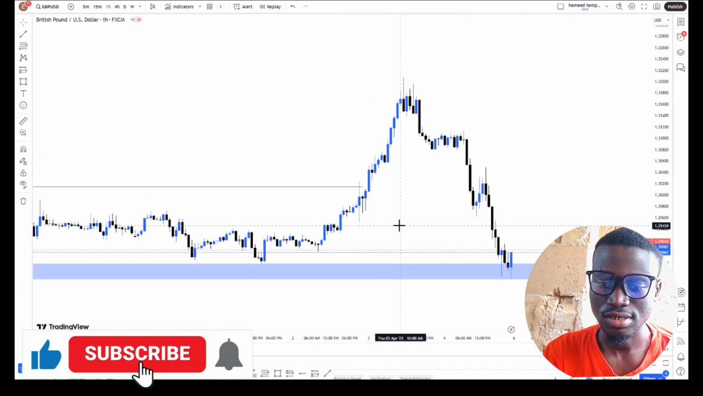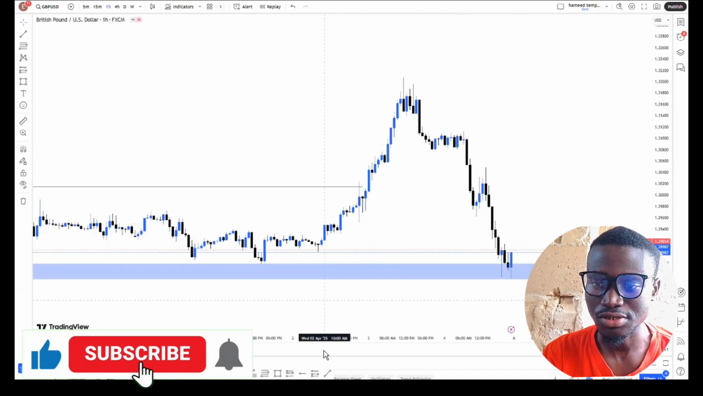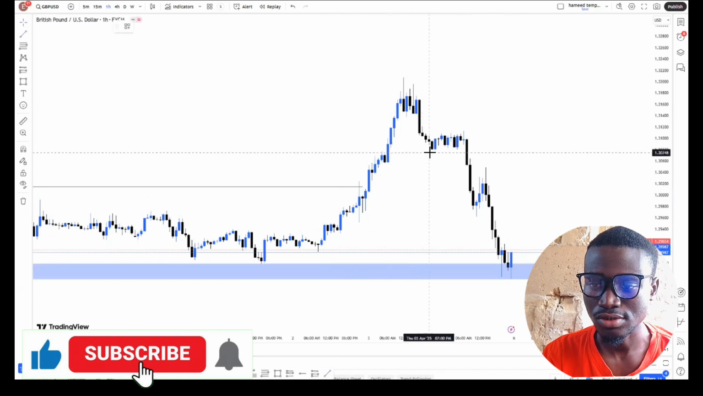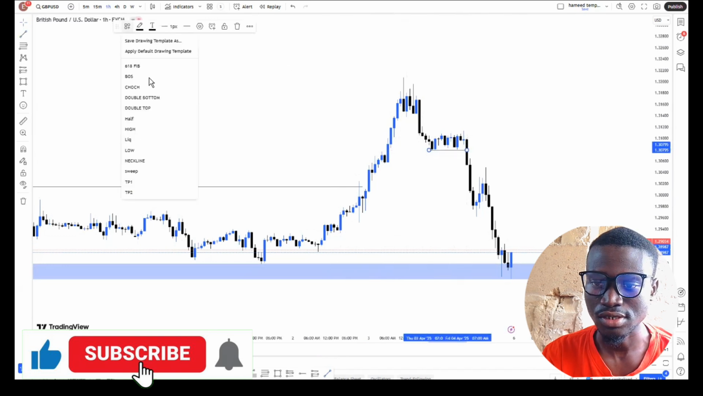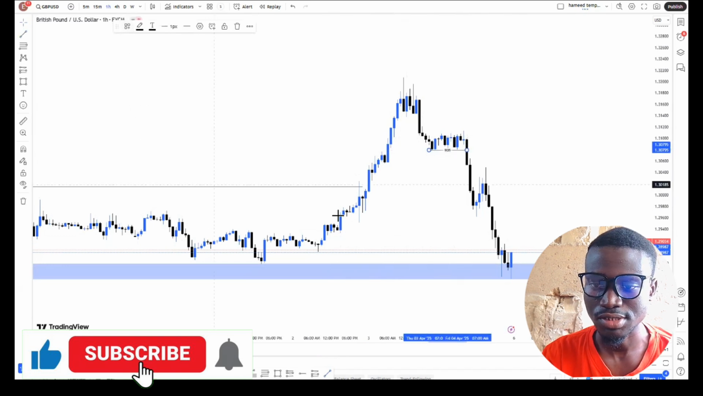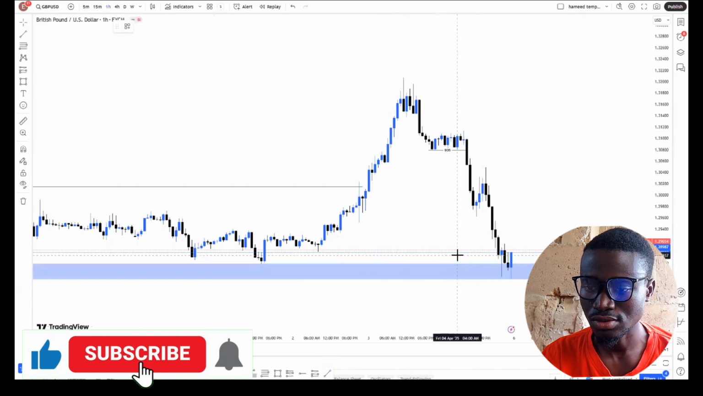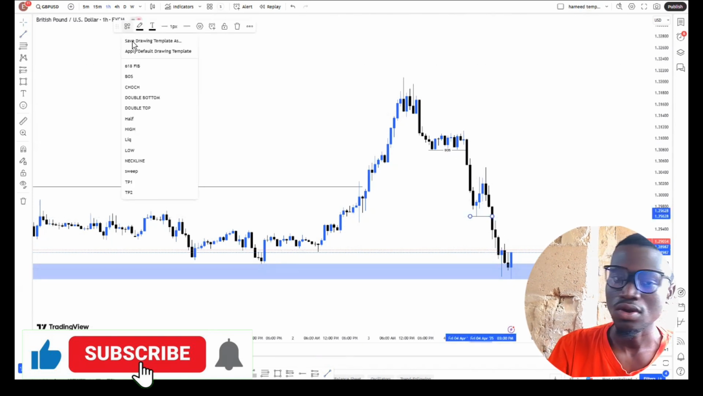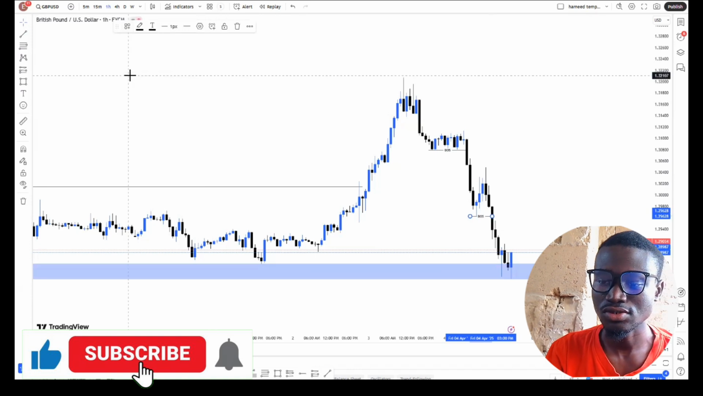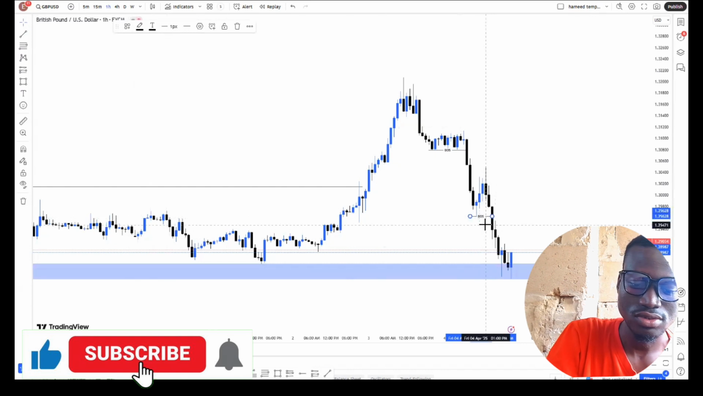But before then, let's mark all this. Let's read all this structure so we can know what's really going on. So we have this break of structure here, and this break of structure here. The origin has not been tapped in. We have this other one here also, and this break of structure also. So on 1 hour, this is the last break of structure that we have. Let's continue and go to 15 minutes.